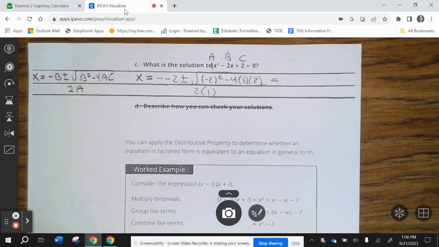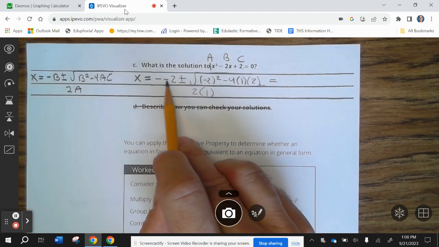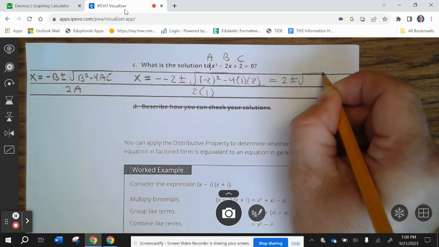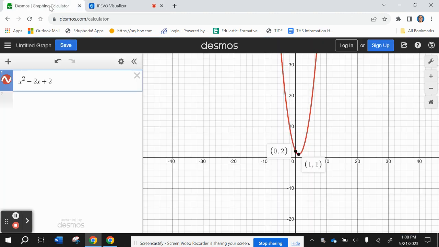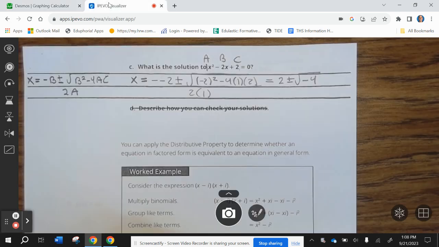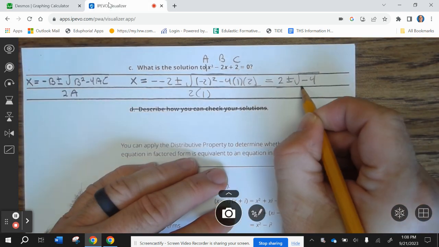All right, so let's simplify that. Negative times negative is positive 2 plus or minus the square root. Let's go ahead and do what's underneath the square root in the calculator. So I believe I can just use the graph to do that. So parentheses negative 2 squared minus 4 times 1 times 2, which is negative 4, divided by 2.